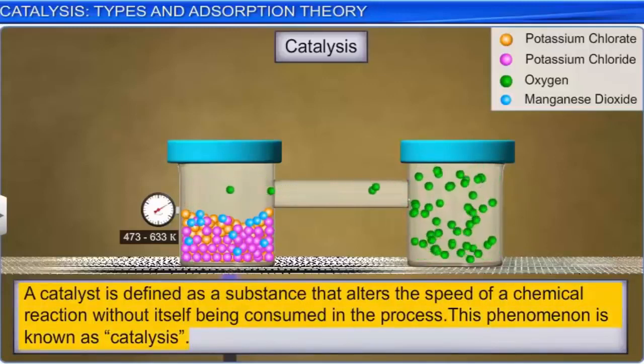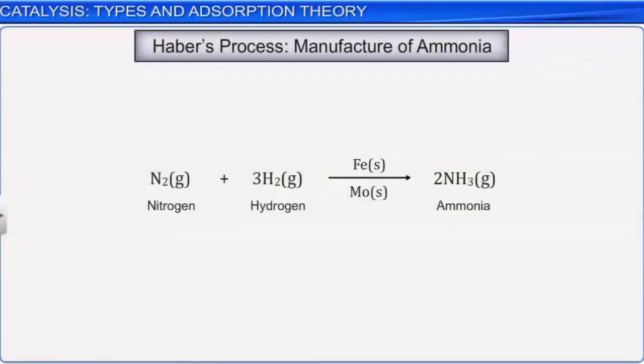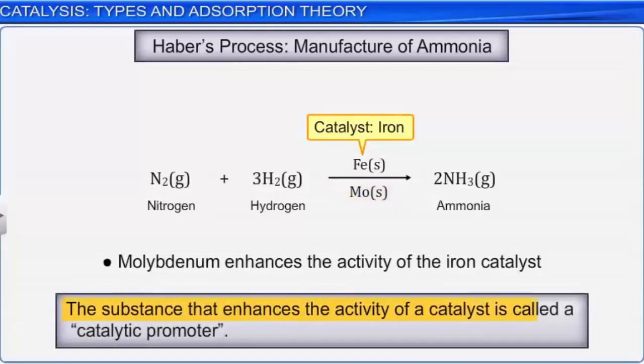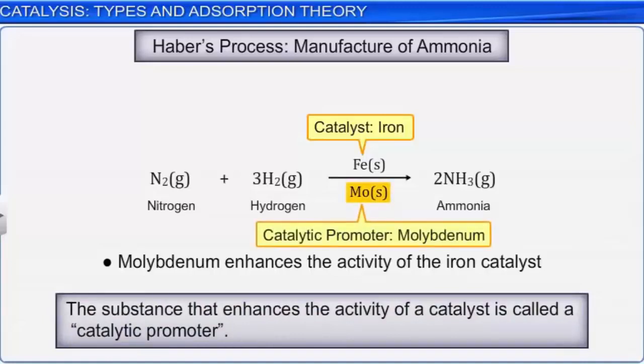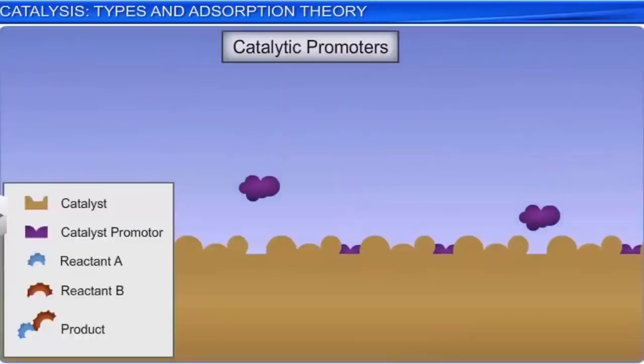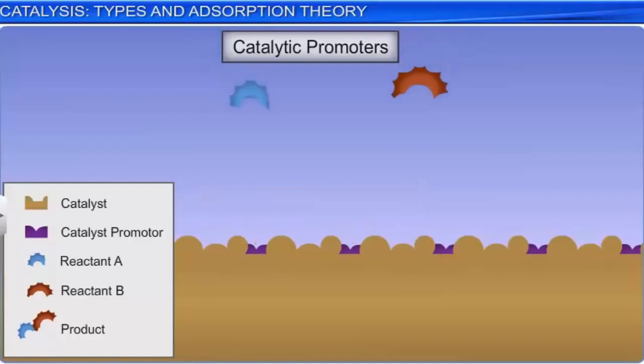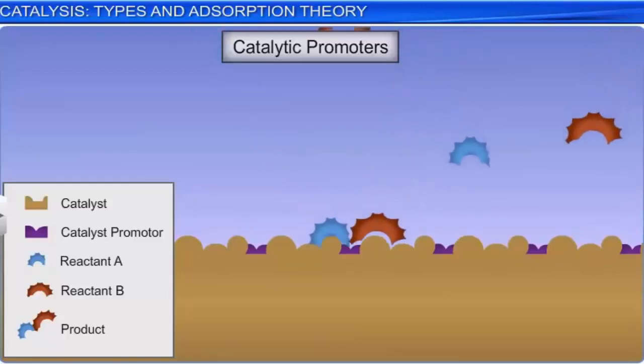Haber's process for the manufacture of ammonia is carried out in the presence of iron and molybdenum. Iron behaves as the catalyst in this reaction, while molybdenum enhances the activity of the iron catalyst. The substance that enhances the activity of a catalyst is called a catalytic promoter. In Haber's process, molybdenum acts as the catalytic promoter. The promoter increases the roughness of the catalytic surface, thereby increasing the free valencies or active sites. Promoters also aid the dispersion of the catalytic material. This results in an increase in adsorption, and thus the rate of reaction increases.